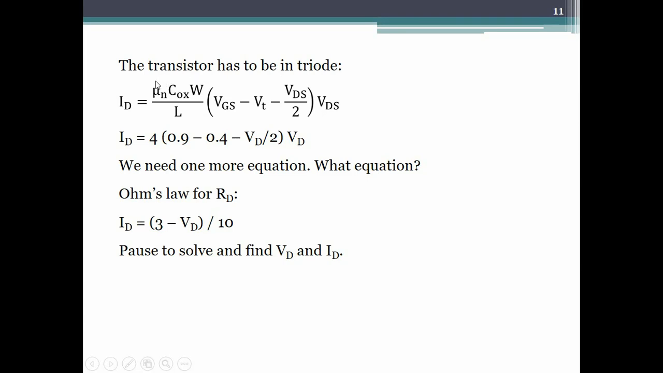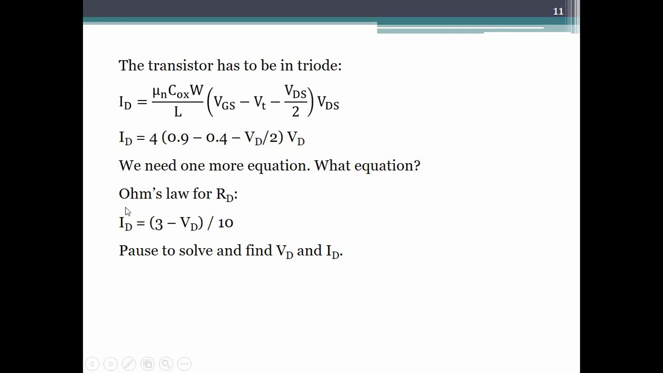So we say, okay, mu n C ox W by L is 4, 0.9, 0.4. Vd we don't know, so we say Vd by 2 into Vd. Now there are two unknowns in this. We need one more equation. What is that equation? The equation is for the resistor. We know the ID Vd for the resistor. So we say ID for the resistor is 3 minus Vd by 10. 10 is the 10 kilo ohm, so ID will be in milliamps.